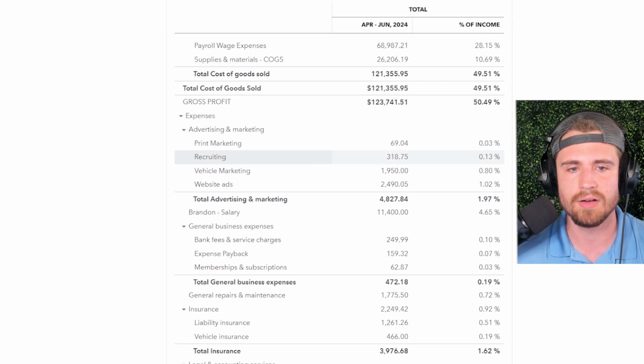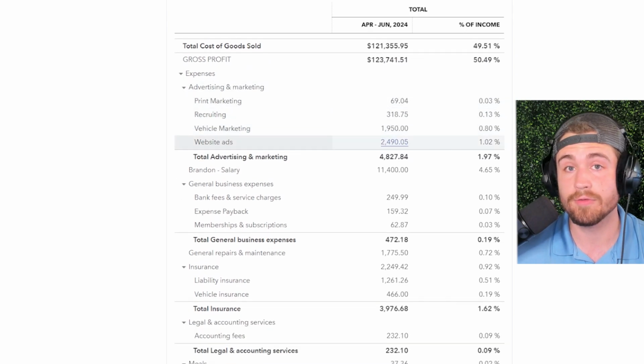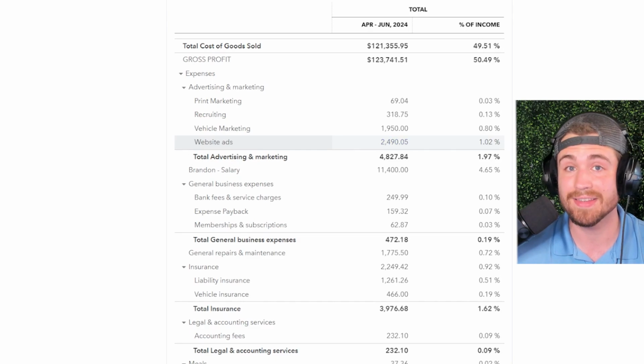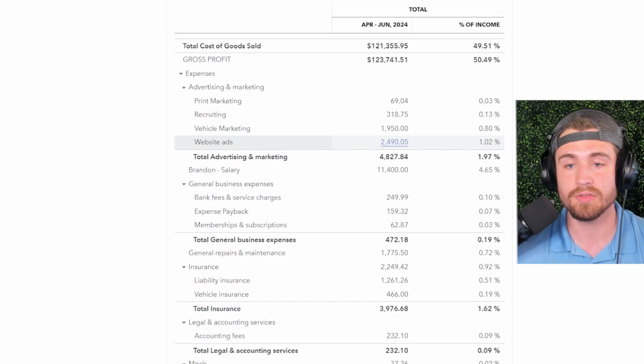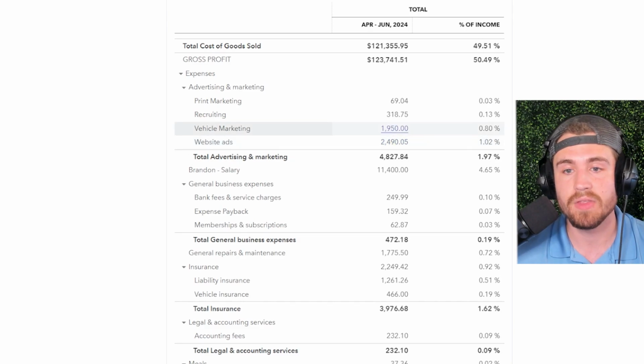Next up, we are looking at the advertising and marketing. What we aim for is about $1,000 a month in website marketing. That's our goal right now. That's because we're not trying to massively grow, but we are still advertising. And we are 2.5 months through the quarter, so we're basing on that. Exactly $2,500.